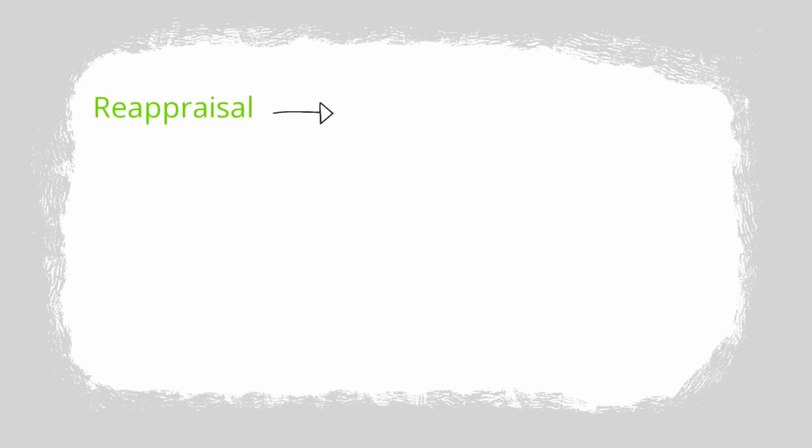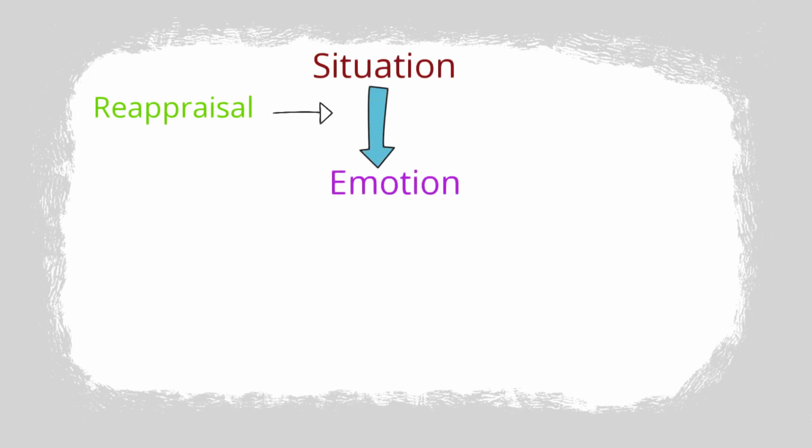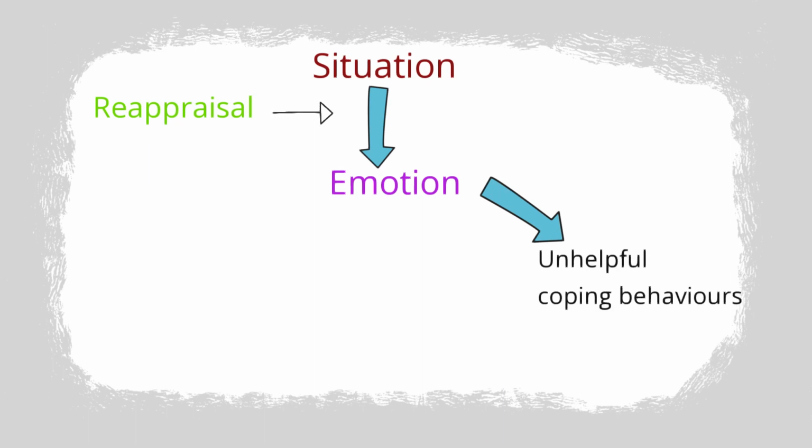Okay, so we have seen that reappraisal may help you view the situation from a different perspective. But sometimes, when the emotion is too intense, it can be really difficult to think about alternative interpretations. You are too consumed by this emotion, and you may want to engage in unhelpful coping behaviors to make it all go away. In this case, distraction may be the right strategy.